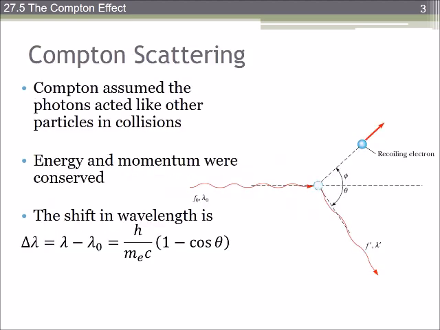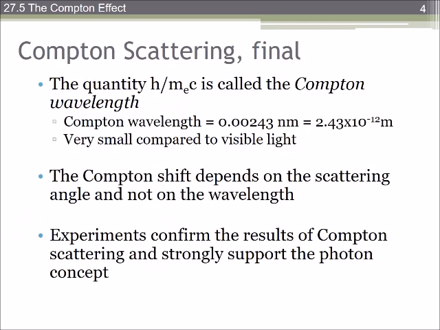Compton assumed that the photons acted like other particles during collisions, that the energy in must equal the energy out. But what he actually observed was a shift in the wavelength. So the delta of the wavelength was equal to this equation. The quantity is called the Compton wavelength, which is equal to this value. It's very small compared to visible light. This Compton shift depends on the scattering angle and not the wavelength, and experiments confirm the results. And this confirmed also that a photon is a particle.